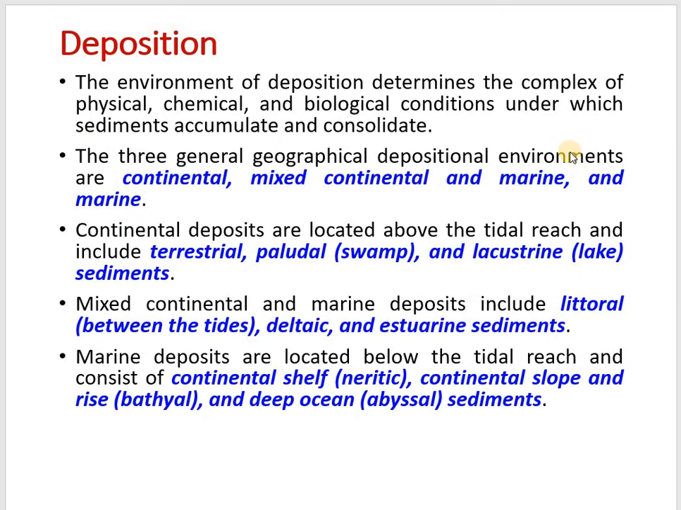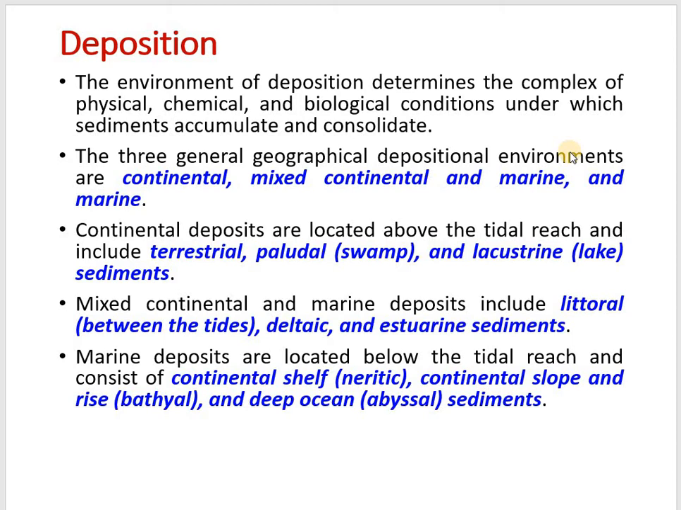Now moving on to the general geographical depositional environments, you can see the deposition can occur on the continental side, that means on land, then in a mixture of continental and marine, and then only in the marine. So there are three sections where geographical deposition can occur. First one is continental, then mixed continental and marine, and then marine.